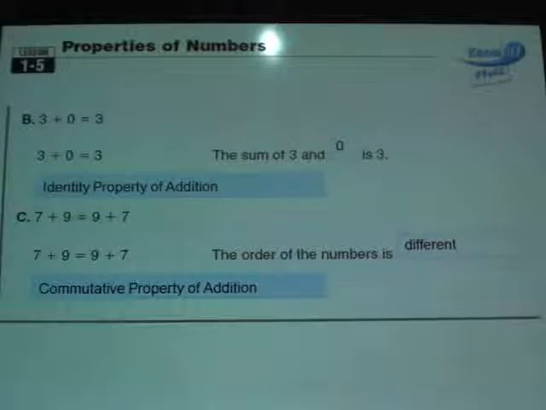In the C example, they've got 7 plus 9 being the same as 9 plus 7. Well, notice in this one, they've changed the order of the numbers. And when we change the order of the numbers, that's always indicative of the commutative property as we defined it. Remember, the commutative property says I can change the order of the numbers around and still get the same result. And indeed, 7 plus 9 would be the same as 9 plus 7, so that is an example of the commutative property of addition, of course, because this is an addition problem.